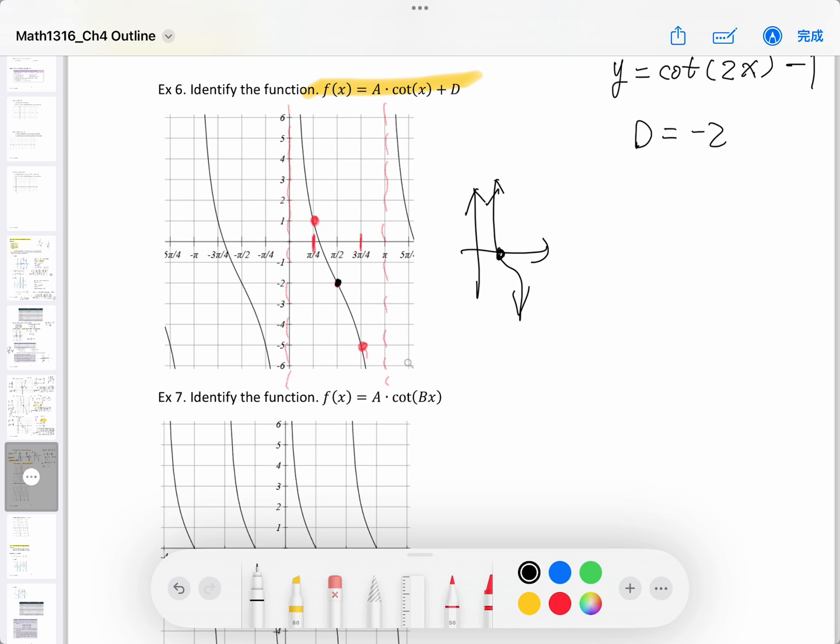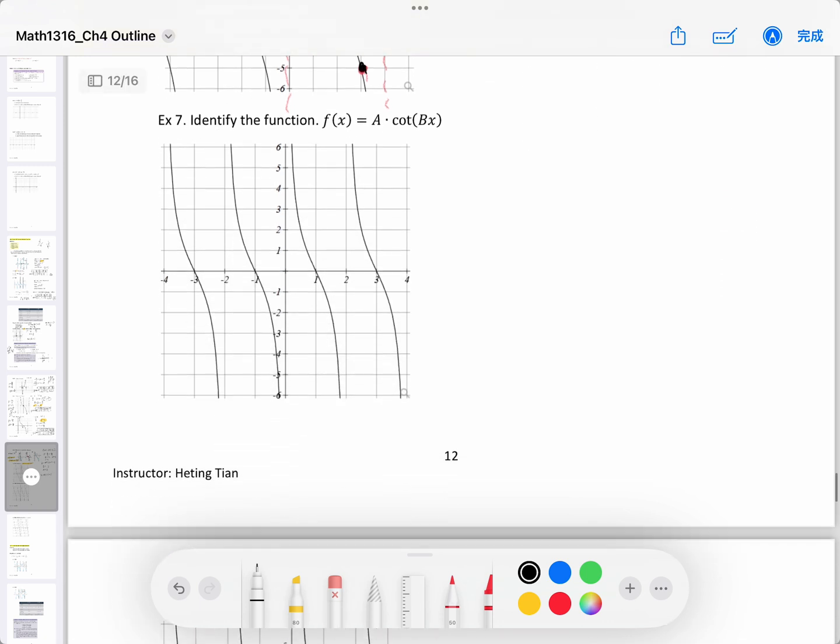How about stretching? In the middle, I'm going up 3 units, going down 3 units. This is the y value of the first quarter, and this is the y value of the third quarter. So it has been stretched vertically 3 times, and no reflection. So a is equal to 3. Based on this information, I can find my function: f of x is equal to 3 times cotangent x minus 2.